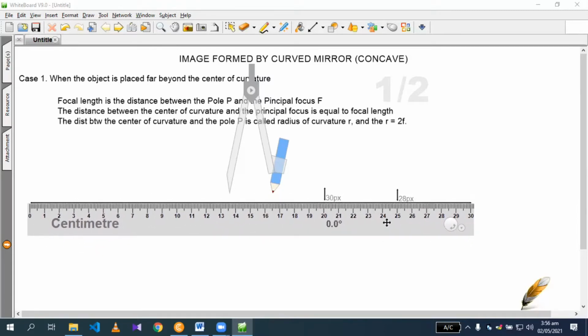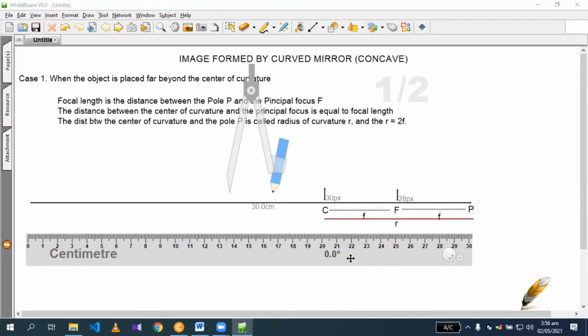Okay, so this is 30. Focal length here is 5, and over here we have 5. So this is 1, 2, 3, 4, 5. Then from your focal length here to your center of curvature here must be another 5: 1, 2, 3, 4, 5. Yes, good. So now our radius is 10, because this is F and F. We have an F here, another F here, which means F plus F will give us R.